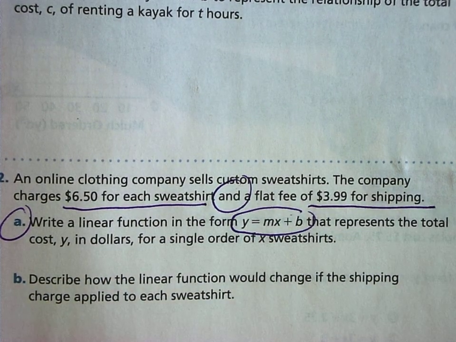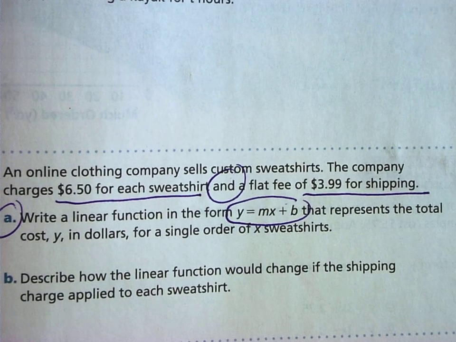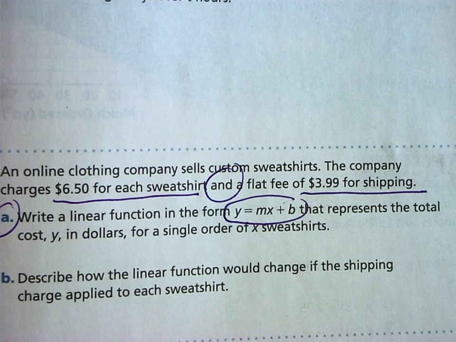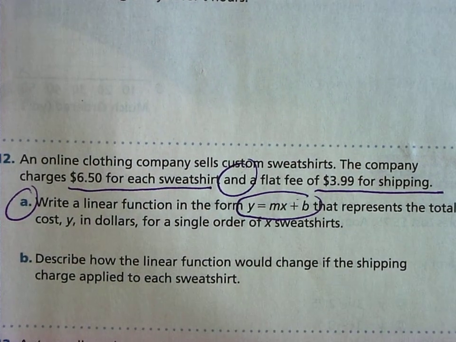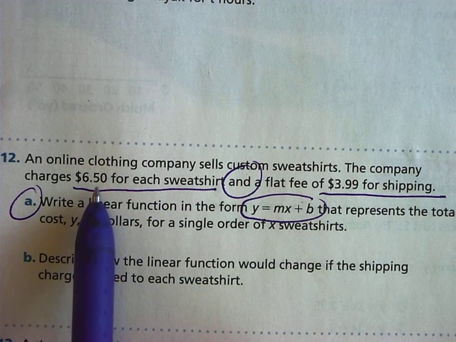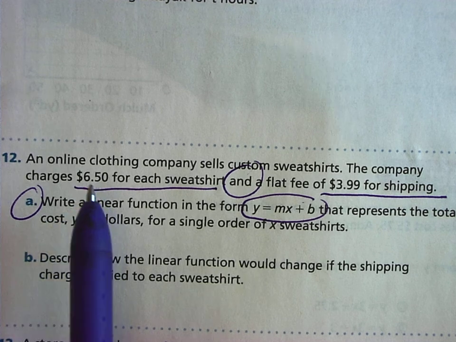Okay, so folks, when you're writing these in slope-intercept form, remember, the number that happens over and over and over again, that you would have to pay over and over again is your slope, your m. So if you ordered, for example, 5 sweatshirts, you would pay $6.50, $6.50, $6.50, $6.50, $6.50, 5 times. So that is your slope.